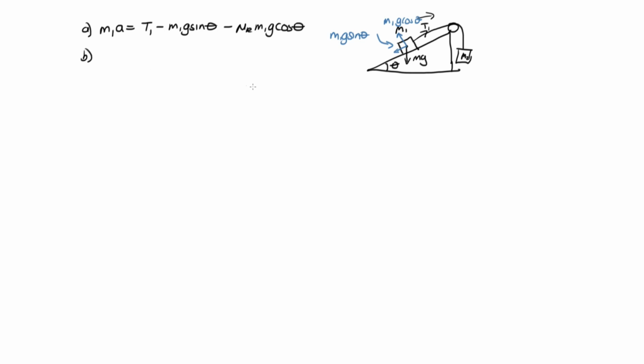For part B, we're asked to write a similar expression for mass 2. So with mass 2 over here, we've got M2g, which is pulling it down, its weight force, and then we've got our tension force, T2, pulling it up. So those are the only forces acting on this second mass. So it's a bit simpler. We can write M2a is equal to M2g, which is causing it to accelerate down, and then minus T2, which is pulling it up.